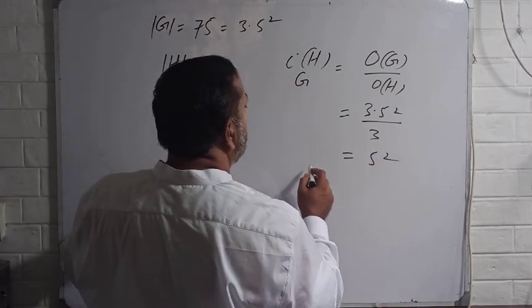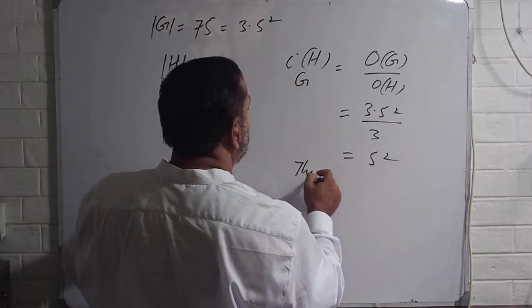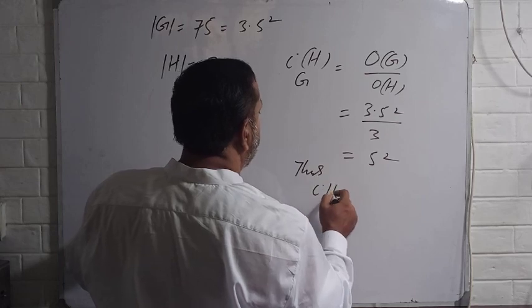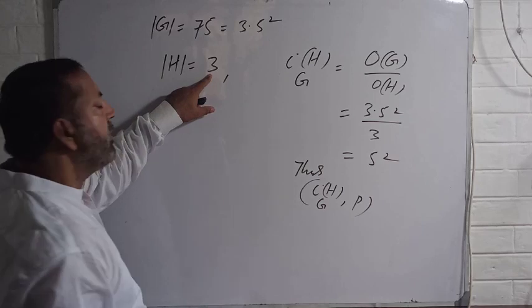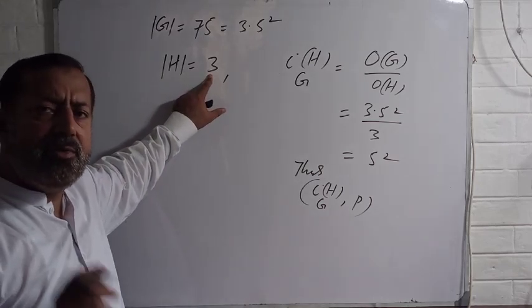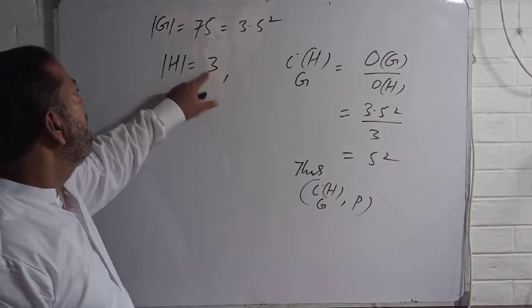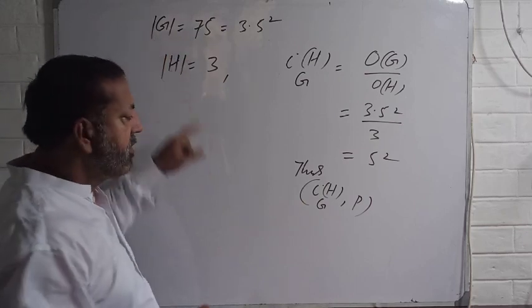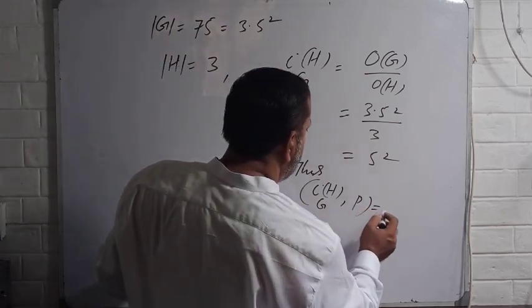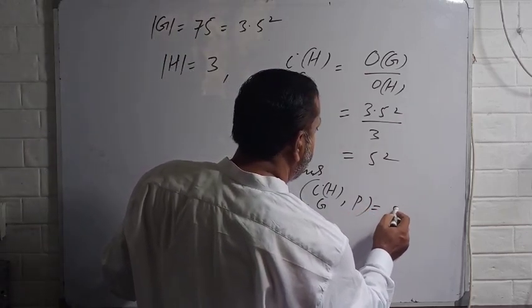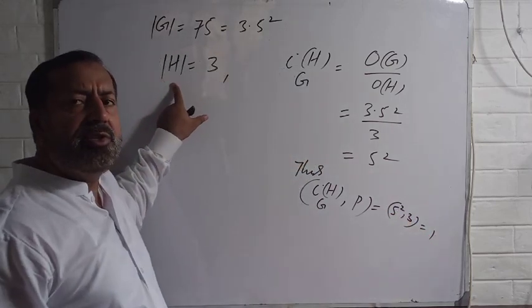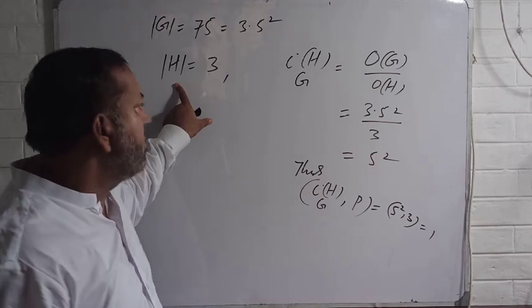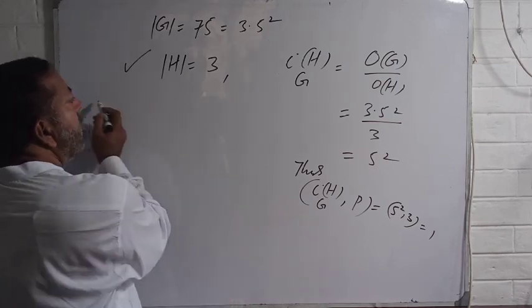So thus, the index of H in G with P, what is P here? P is here 3, because you want to discuss a 3-group in a group of order G. This is 5 square and 3, both are relatively prime. Yes, H is a Sylow 3 subgroup.